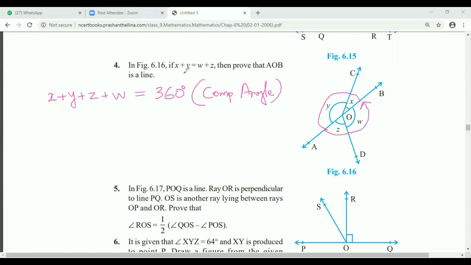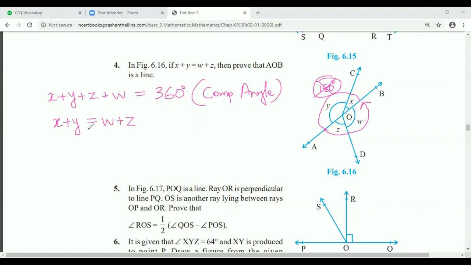Next, in this question, it is given that X plus Y is equal to W plus Z. Let's write the statement which is given in the question. X plus Y is equal to W plus Z, and we don't know what that equal value is. We have to prove AOB is a straight line. If it were given that AOB is a straight line, we could take W plus Z or Y plus X as 180 degree. But we cannot take it as 180 degree since it is not given that AB is a straight line. That we have to prove.